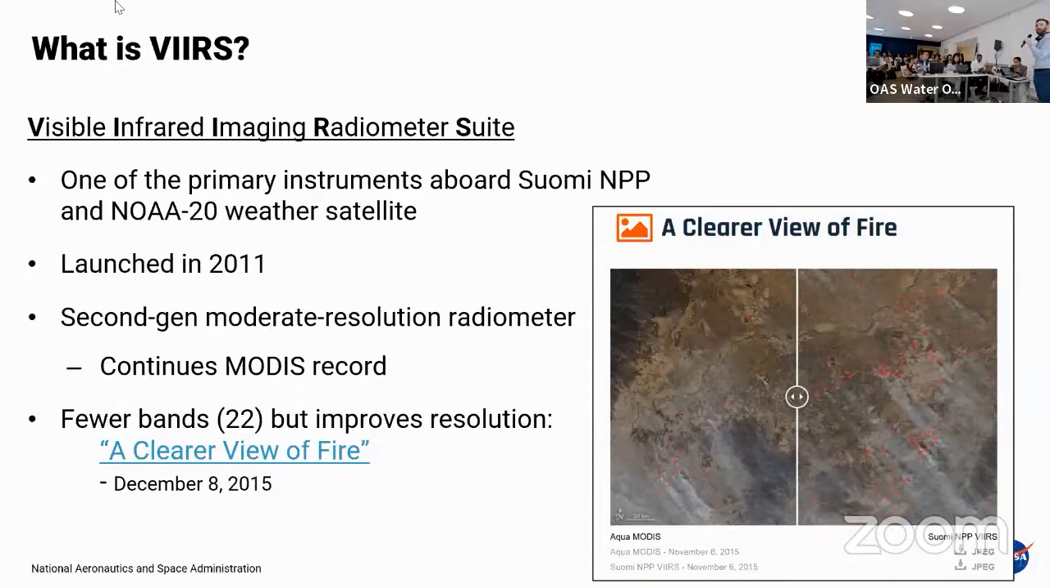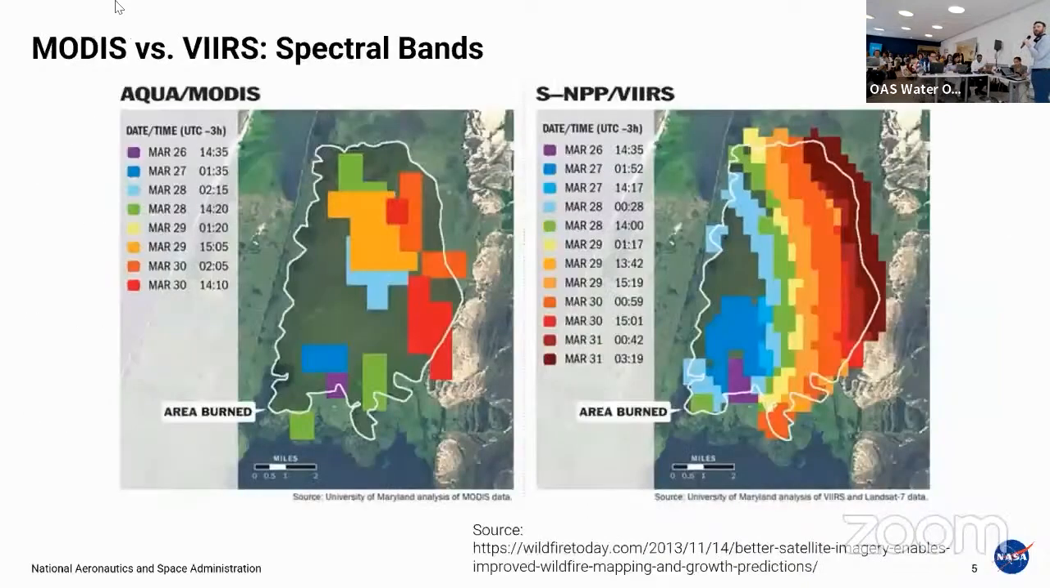There's an example here from Earth Observatory. If you click that link, it brings up an article showing how VIIRS improves the estimates of fire and burned areas. This is showing that example here, MODIS from Aqua on the left, and VIIRS from the Suomi NPP satellite on the right. This is looking at the progression of a fire burned area through time. The colors refer to the different dates, and you can see that VIIRS has a higher resolution here. So just comparing and contrasting.